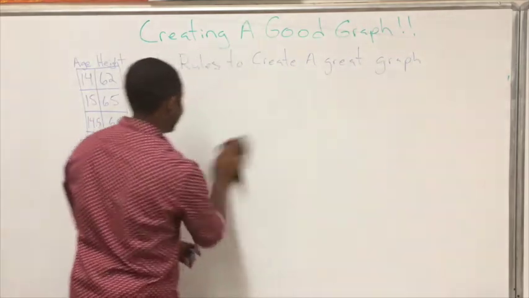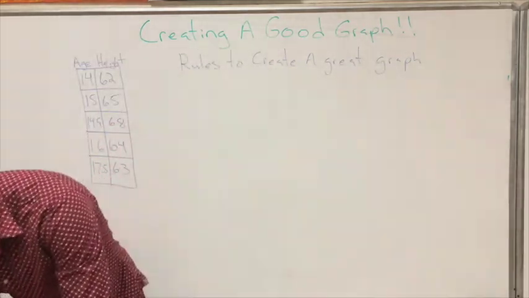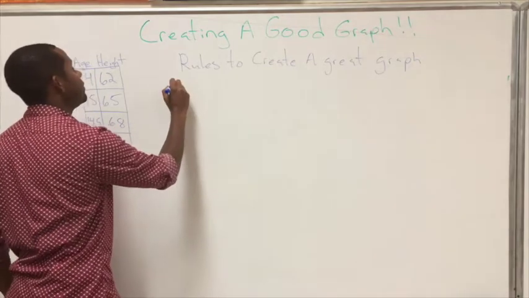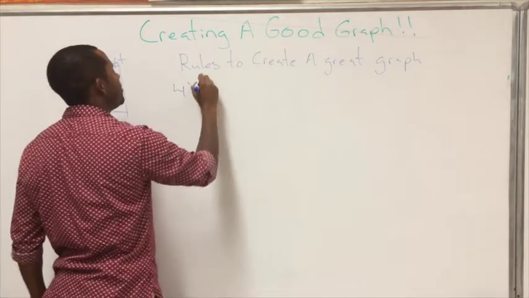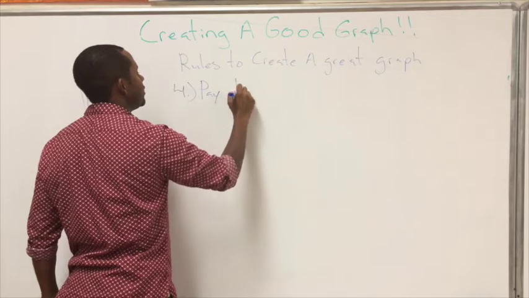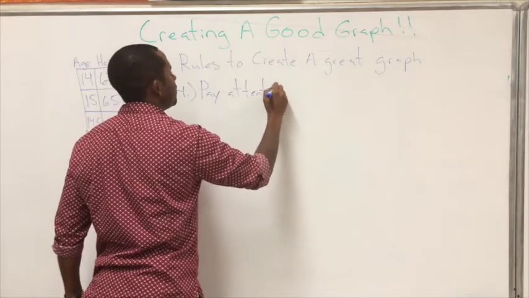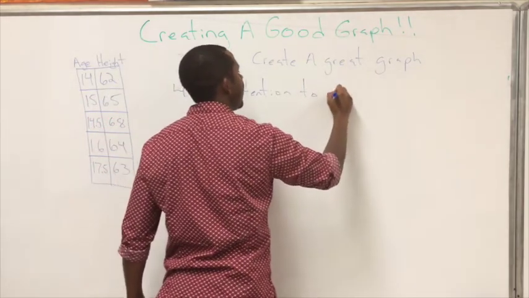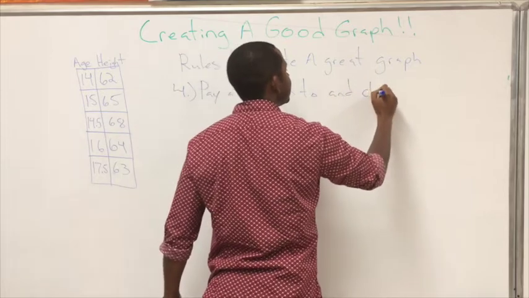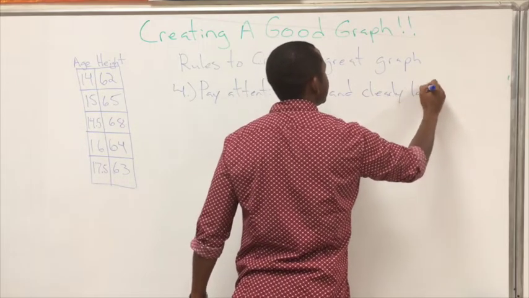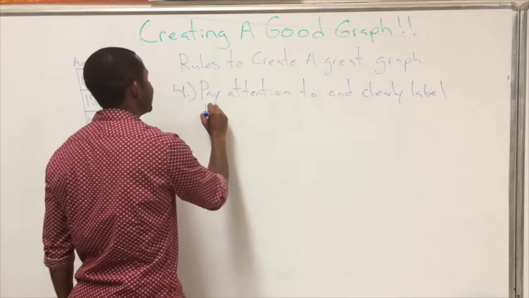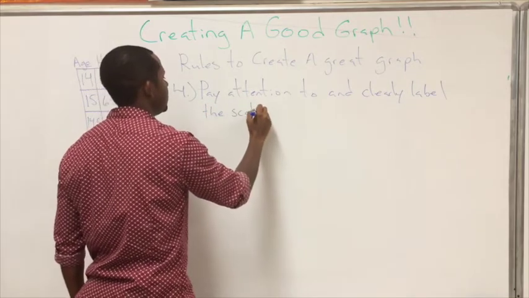Next rule says, this would be 4, I believe. Pay attention to and clearly label the scale of your graph.